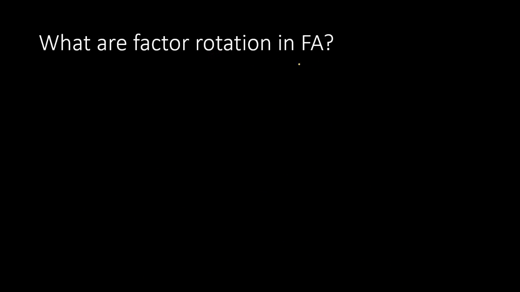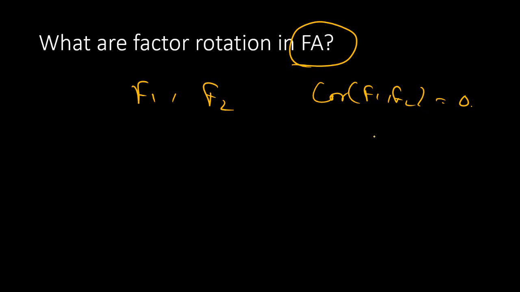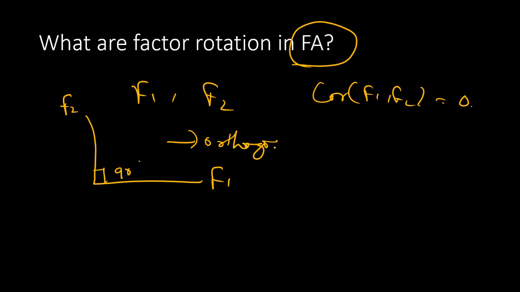What are rotations in the context of factor analysis? This is also an important question. Many times you will want the factors to be completely uncorrelated. Say there are two factors in a data analysis, factor 1 and factor 2, the correlation between f1 and f2 should be 0. And when does that happen? Two variables or two series have 0 correlation when they are perpendicular to each other. So this is factor 1 and this is factor 2, and they are perpendicular. That means they are orthogonal in nature. In that case, the correlation between factor 1 and factor 2 is 0.